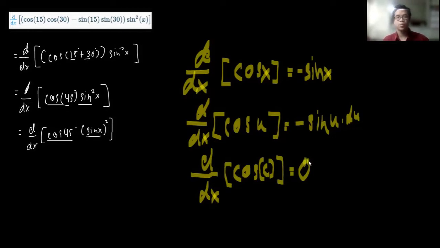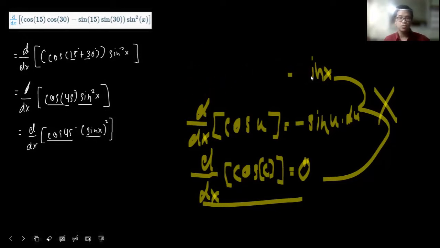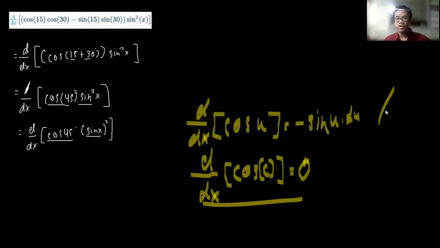If you're going to use product rule or chain rule, the answer for that would just be 0. Cosine 45 degrees is just a constant. So this and this and this, they're not the same. They're not equal. Let me erase this one. Do I still need to apply product rule? No need, because I told you that cosine 45 degrees is constant.